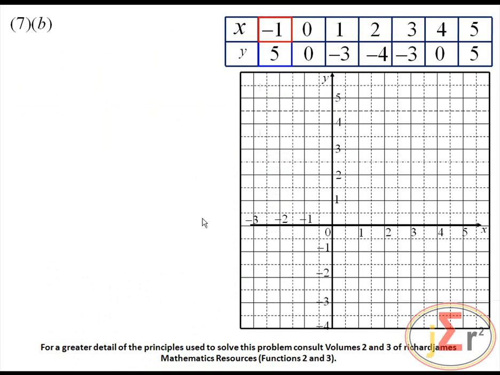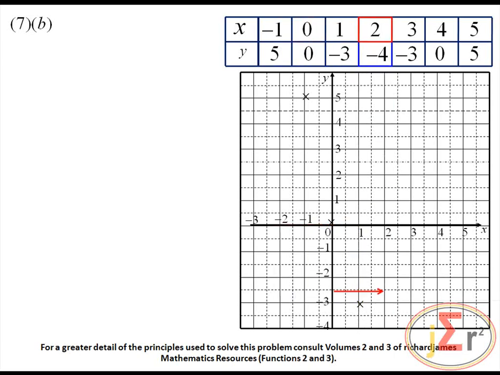Negative 1, 5. So, negative 1, that's in the x direction, 5 in the y direction, and we put our point right there. And of course, our next point is 0, 0, and that is the origin. So we put that point right at the origin. And 1, negative 3. So 1 unit in the x direction and negative 3 units in the y direction. And our point goes right there.